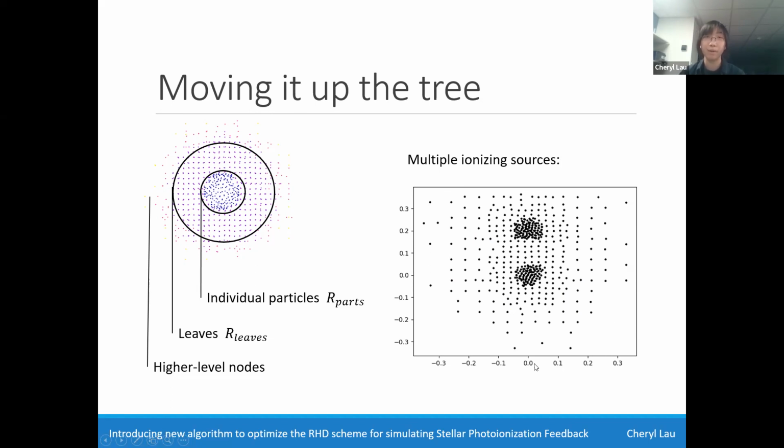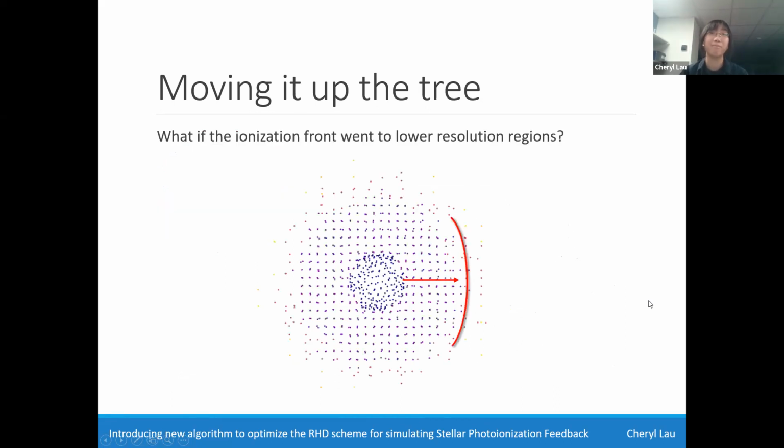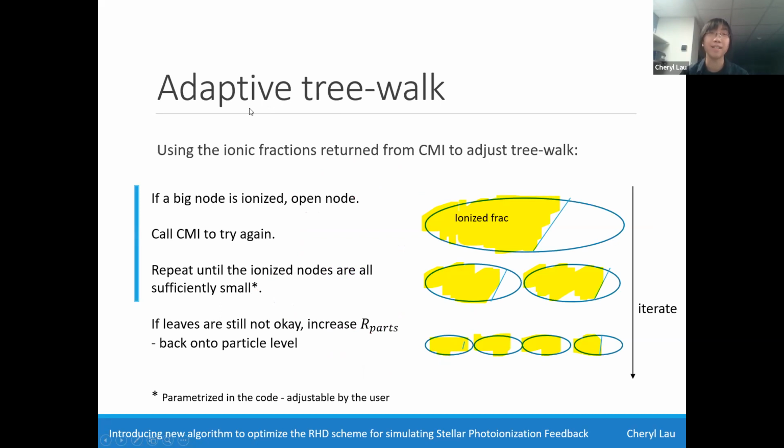So the tree will only be walked once for all the sources. Okay, but now there's a problem. Of course, the HII regions will expand, and at some point the ionization front is going to move to the outside. In that case, it will become very poorly resolved, which is not desired. So this is why I've then turned it into an adaptive system.